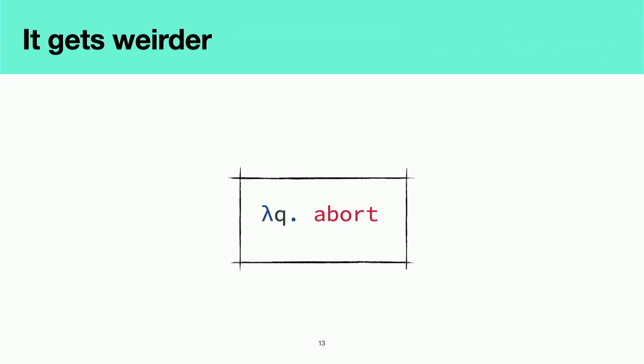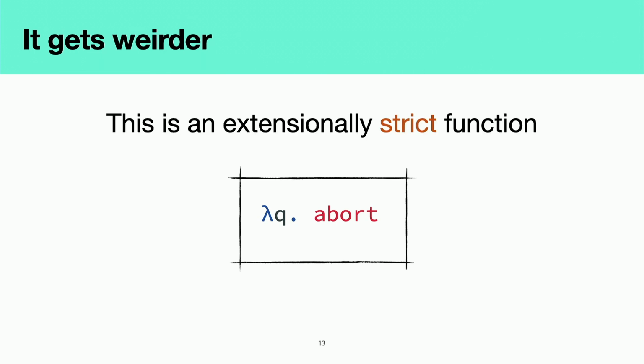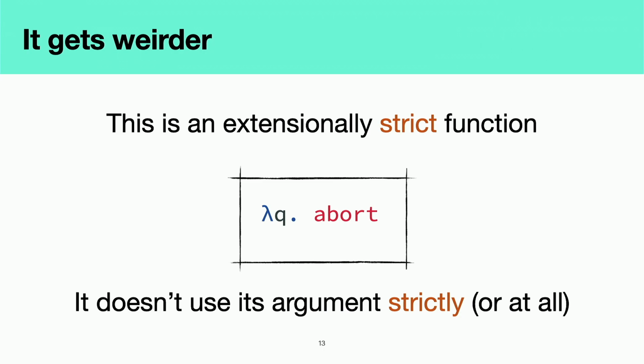It's also a little weird in cases like this one. This function is extensionally strict. Why? Well, it always fails, so it always returns bottom, and if f of anything is bottom, well then clearly f of bottom is bottom. But despite being extensionally strict, this function doesn't use its argument strictly, or at all. What's going on here? I thought there was supposed to be a connection between these two ideas. Something's a little bit weird.